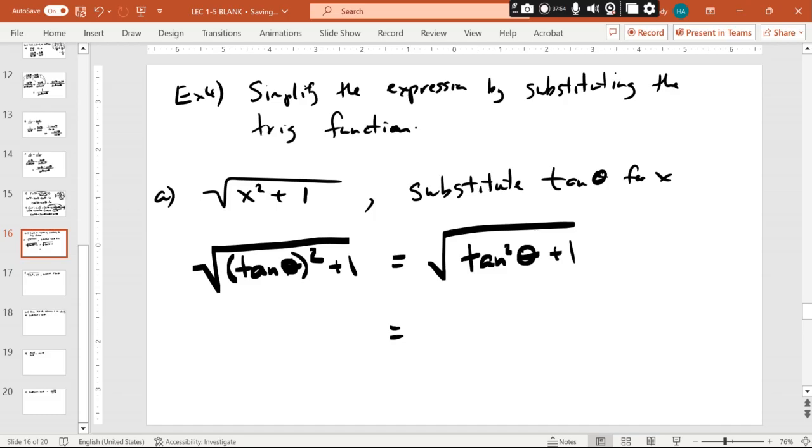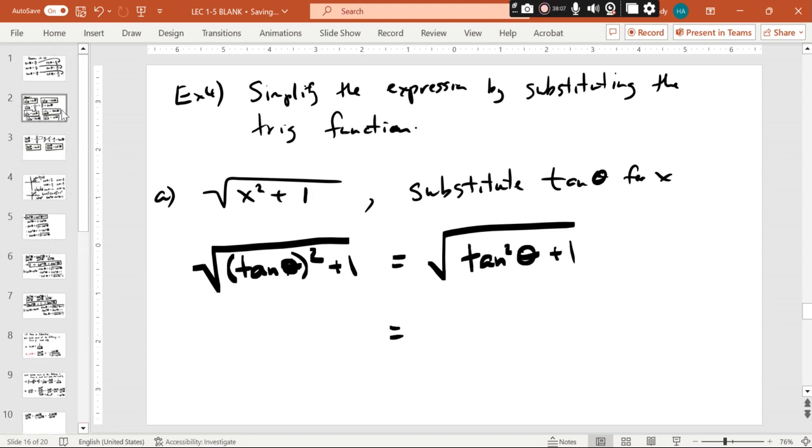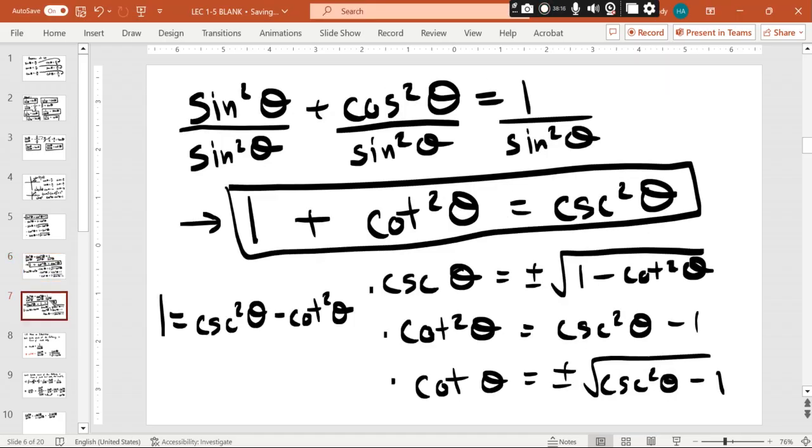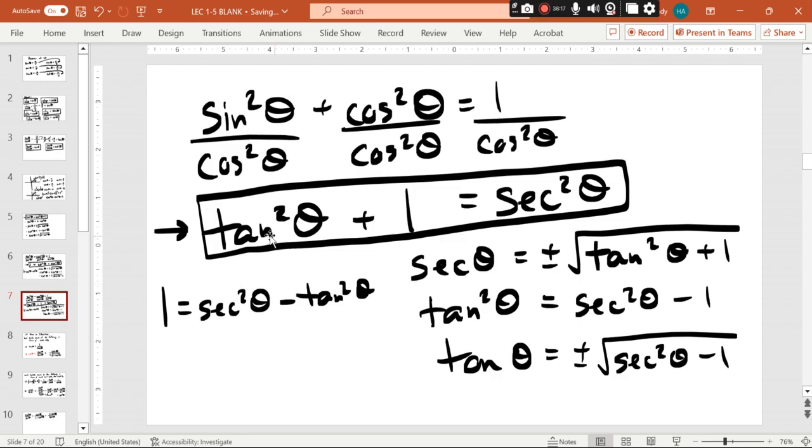Okay, anybody know of any trigonometric identity that will simplify tangent squared theta plus 1? Tangent squared theta plus 1. Anybody seen anything like that before? Go back over here, maybe. Not that one. Definitely this one. Tangent squared theta plus 1 is the exact same thing as secant squared.